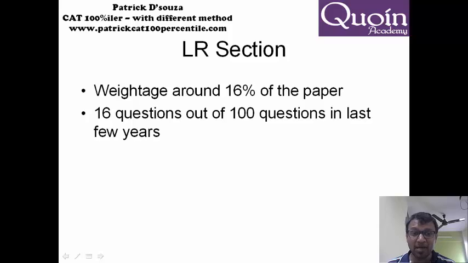Sometimes the logic section has been a separate section. There have been cases where logic has been combined with the verbal section, and in the last couple of years it has been combined with the data interpretation section. So we now have the logic and DI section which constitutes 32 questions, out of which 16 questions are from logic. We cannot predict what it will be next year, but the weightage will be around the same.